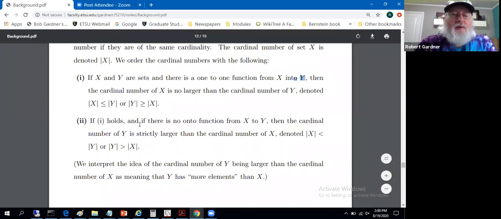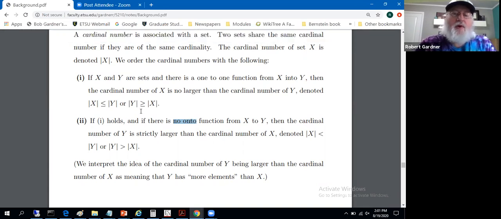If this first part holds, but there is not an onto function, we left it up in the air up here. We didn't say there was or wasn't. That's why we got the "or equals to." If there is no onto function from X to Y, then the cardinality of Y is strictly larger than the cardinal number of X. Cardinality of X is strictly less than the cardinality of Y, or similarly.